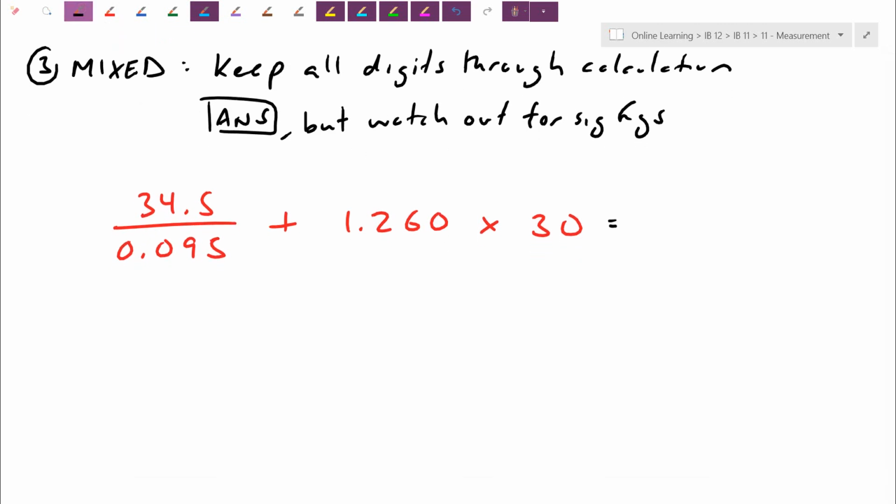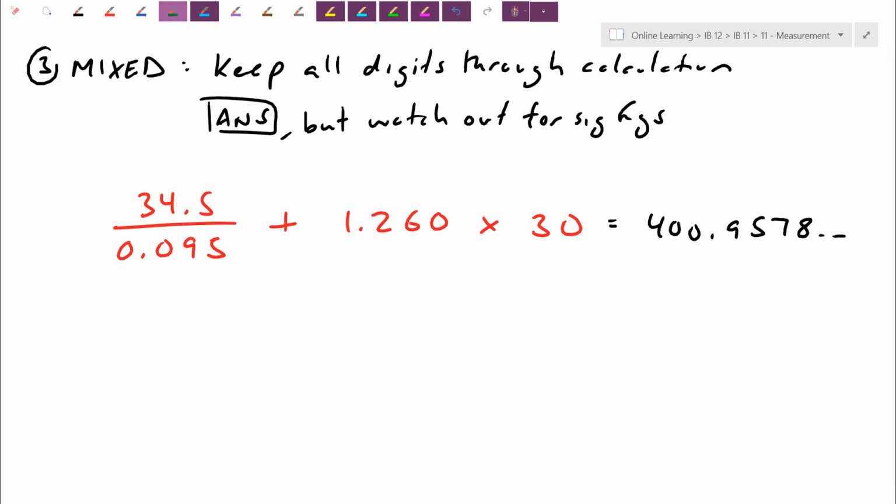If you have the calculator, no matter how weird your rounding gets later on, it should still give you the correct numerical value. So what I would start with is just punch the whole thing in. 34.5 divided by 0.095, plus bracket 1.26 times 30. Calculator spits out for me here 400.9578, yada yada. So the calculator thinks everything is exact. That's how math works here.